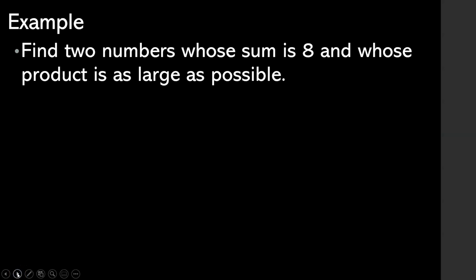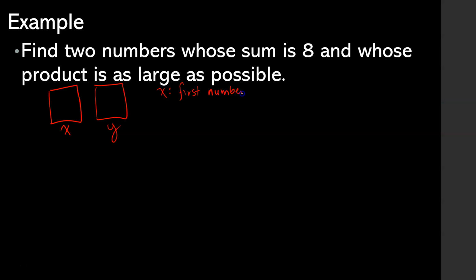I think this first one's pretty easy. Two numbers whose sum is 8 and whose product is as large as possible. How would you draw that diagram? I would just draw two boxes because I don't even know that the numbers are single digits. So I'm going to say x is the first number. I can say y is the second number, but that's going to be a little bit of work. I'll just have to rearrange because, let's see if I can explain this.